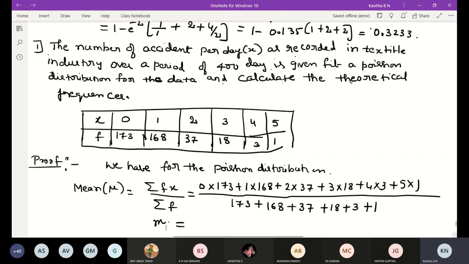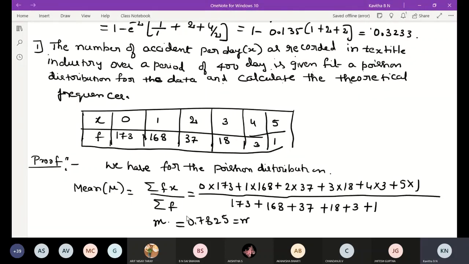Tell me, Dhanush, what is the answer? 0.788, ma'am. 0.7825. Tell me once again the answer. 0.7825. Yes, ma'am. Okay, correct. The answer is correct.